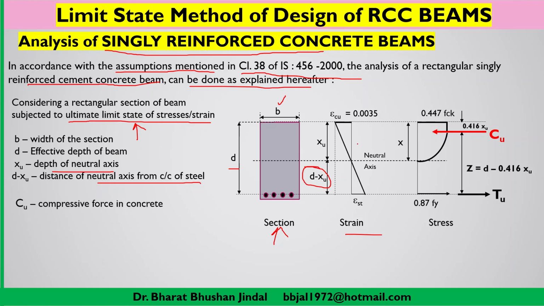Now this is the strain diagram particularly. You can see here the topmost fiber of concrete has reached its ultimate limit of strain as recommended by IS 456, and you can see here epsilon st is the strain in the steel at that particular level. The dotted line, again I am stating, is the neutral axis.